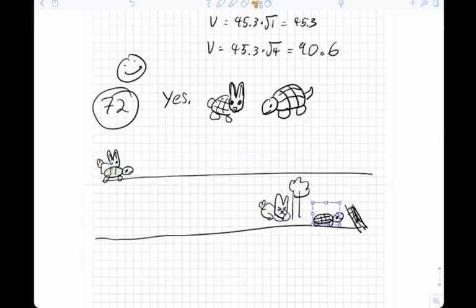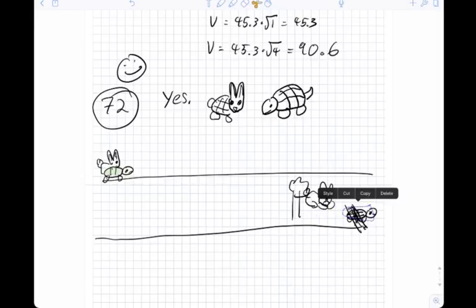And then the hare woke up. "Oh no," said the hare. "What am I gonna do?" The hare can't believe that he slept the entire day away. And so the hare gets up and gets going, but it's too late. The tortoise already crosses the finish line. The moral of the story is, slow and steady wins the race.